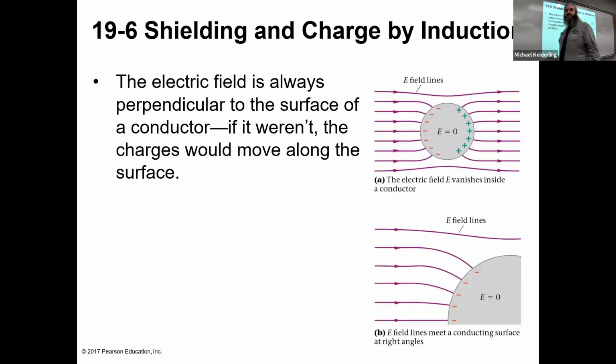And because the electric field always ends up zero inside, the electric field is always perpendicular to the surface of a conductor. Because if it wasn't, the charges would move along the surface. So if you have a conductor here in an electric field, charges will move so that the electric field inside is zero and the electric field is perpendicular at the surface. Because if it wasn't perpendicular, the charges would move until it was.